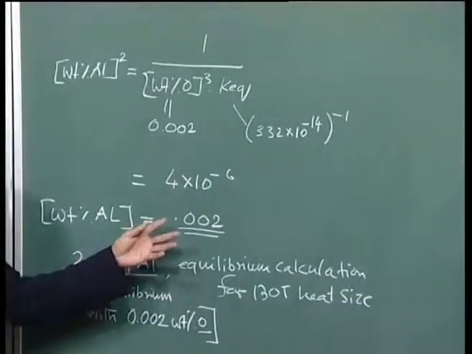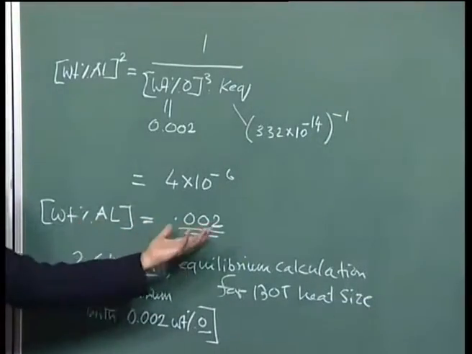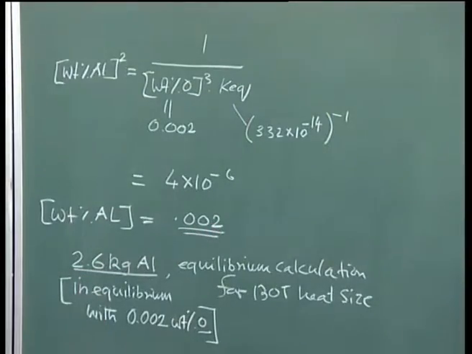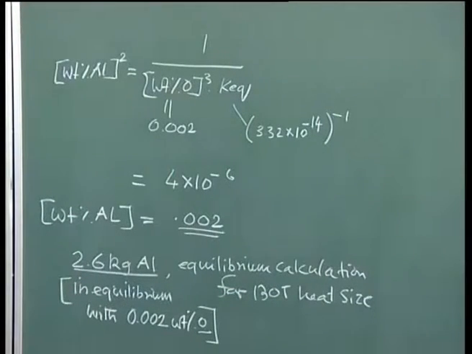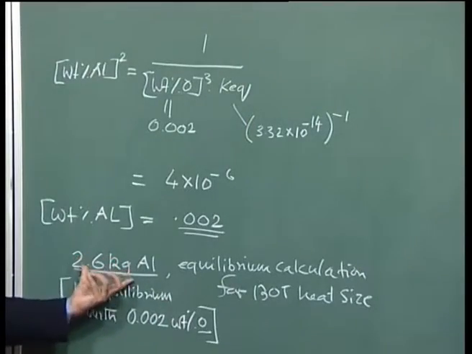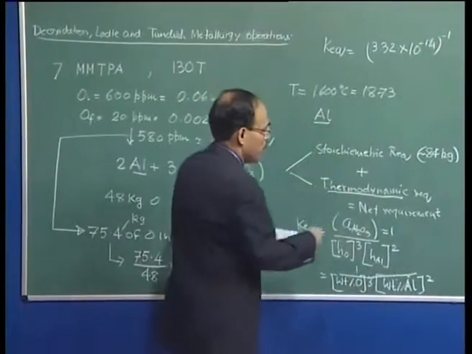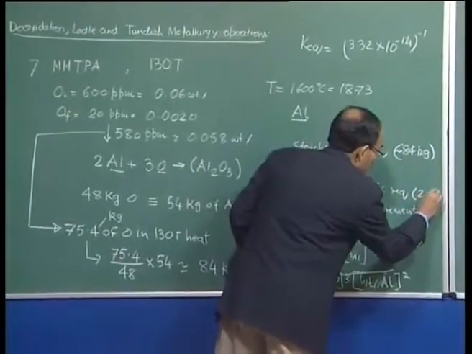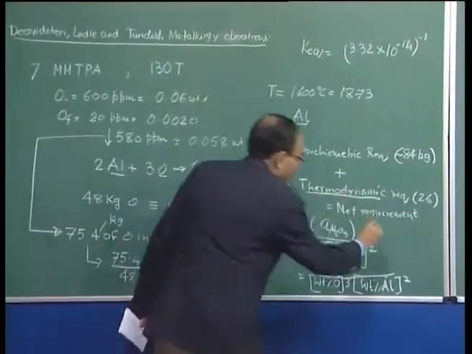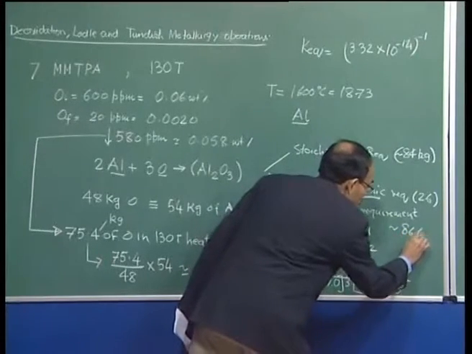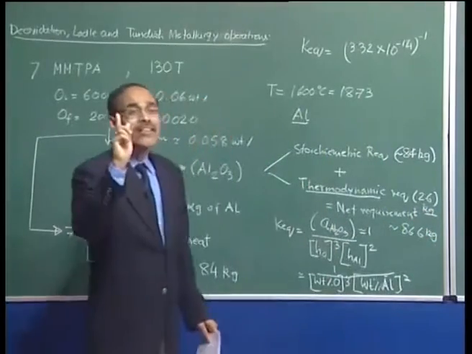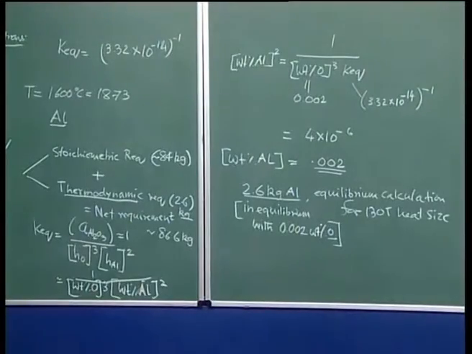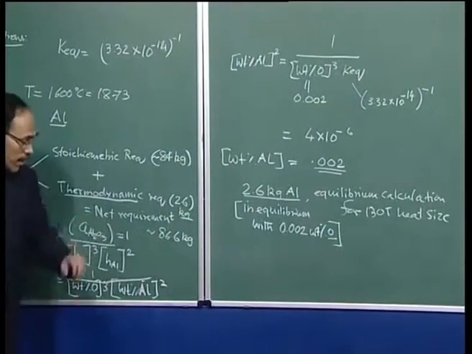Nothing beyond that. So, 0.002 weight percentage of aluminum is there in the bath in equilibrium with the same amount of oxygen, and this, once translated to a 130 ton ladle size, we find out that the thermodynamic requirement is actually 2.6 kg of aluminum. Now we can sum these two up, and the net requirement is going to be approximately 86.6 kg. So for every 130 ton heat size, we are going to require 86.6 kg of aluminum to be added.